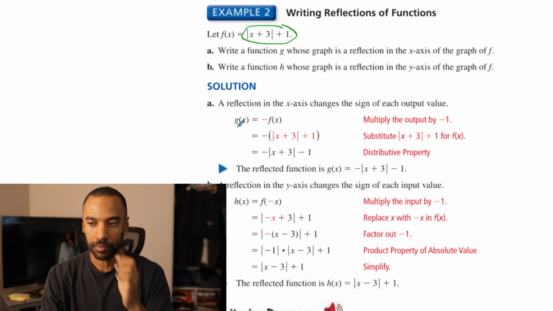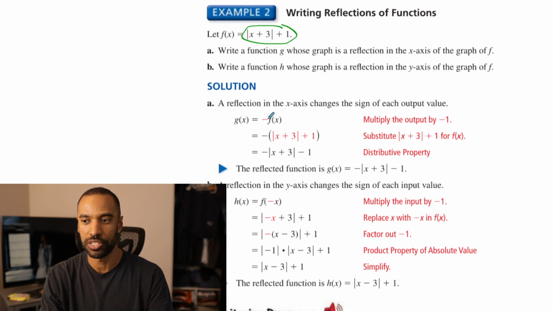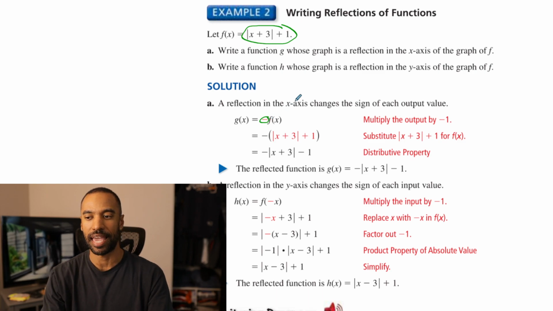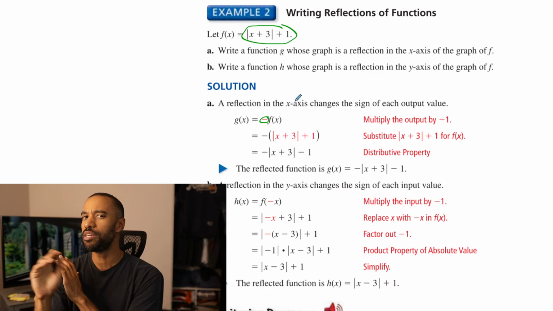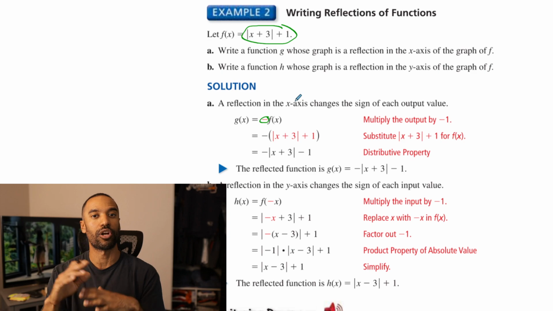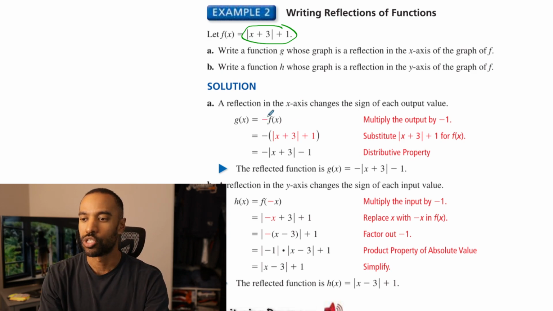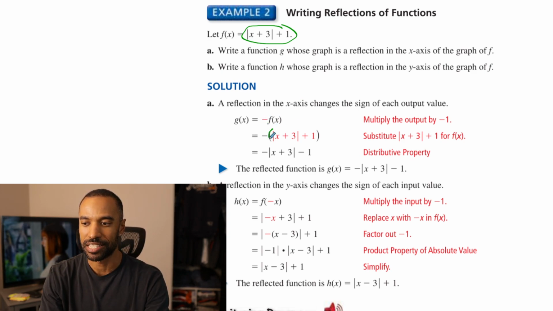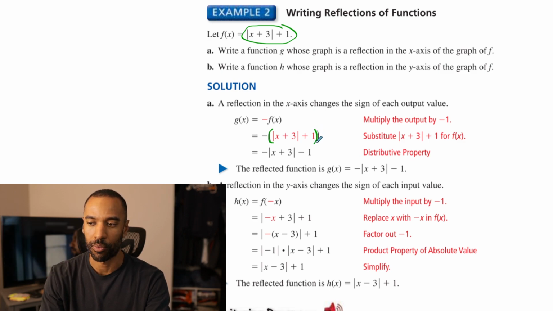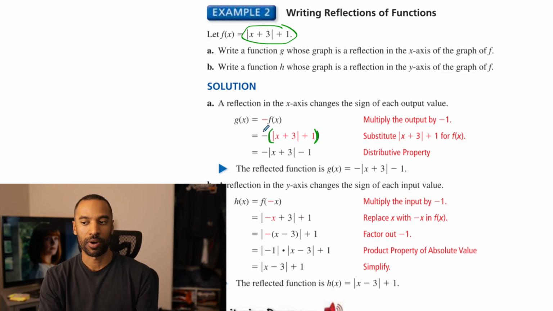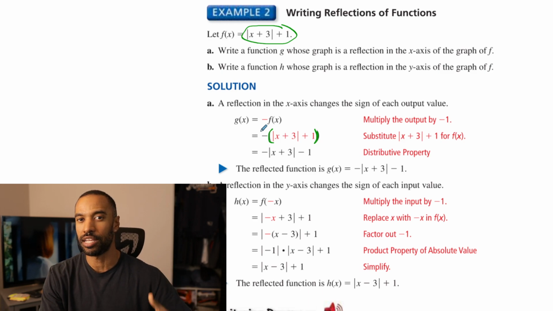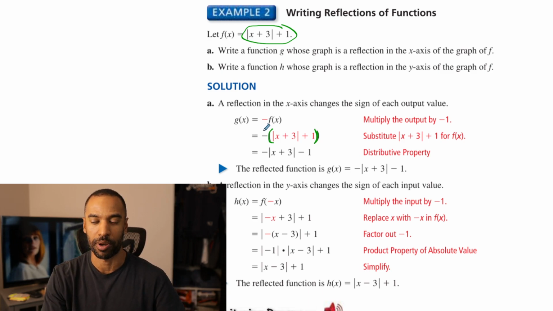But what they're going to do, you say g of x is a reflection in the x-axis. It affects your output, so we're going to make the output the opposite of what it was. That doesn't mean make every sign negative, but it means make your whole function the opposite of what it was. So negative f of x is this entire thing. That's why they wrap it around parentheses with the negative. And then they distribute the negative to each individual term or quantity in the expression to simplify it.